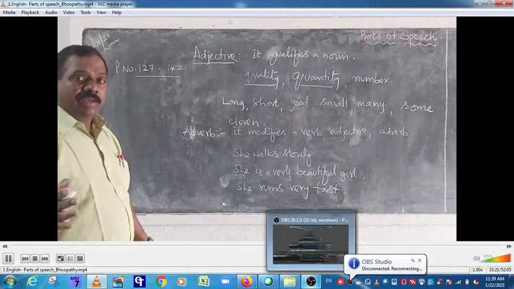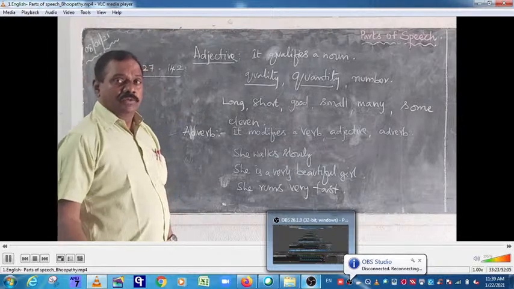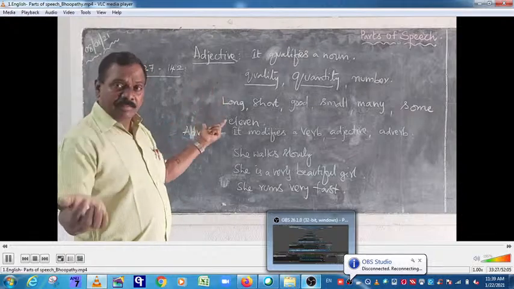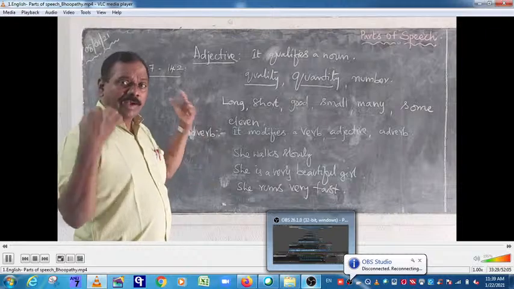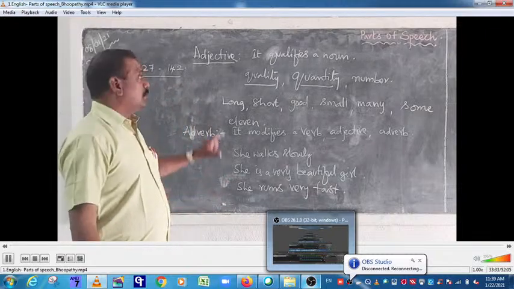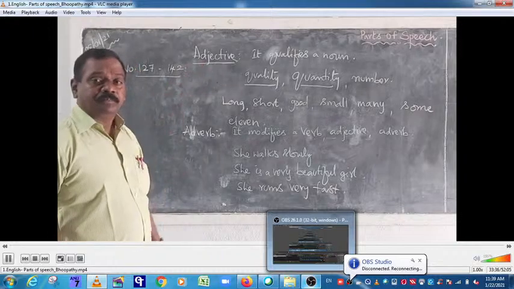So adjective, once again, is a qualifying word. It qualifies a noun. It describes a noun. So it says something about the quality of a person, quality of a noun, quantity of a noun, or sometimes number. Next, coming to the adverb.